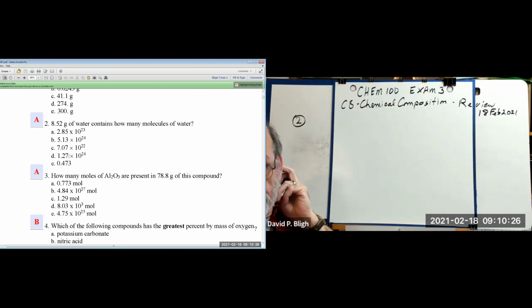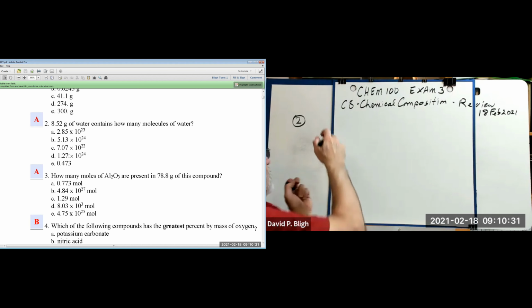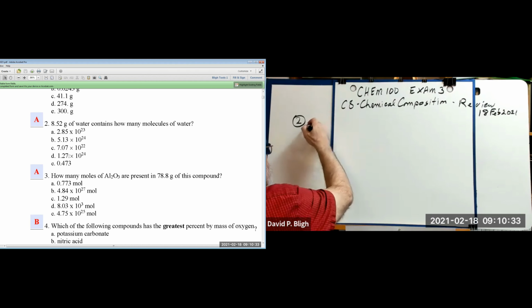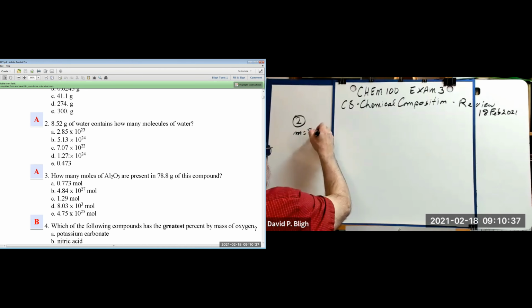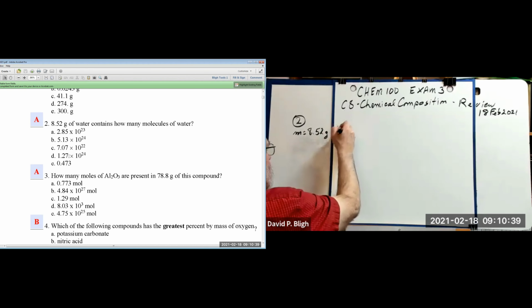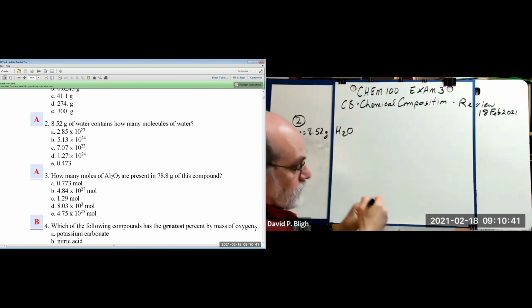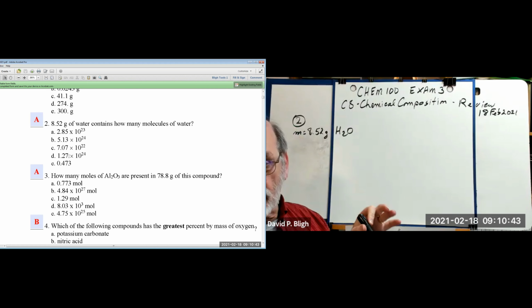So, what are we given? 8.52 grams of water is the mass of water. How many molecules of water is that?